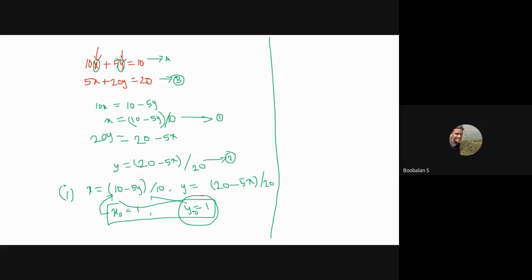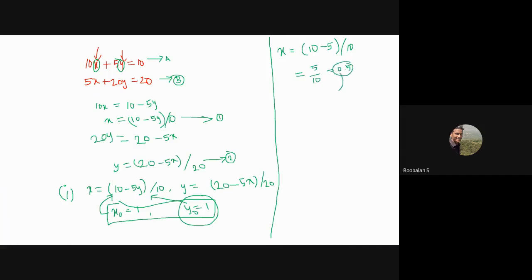Now I substitute the assumed value into my x equation. On the right side of x there is only y, so I substitute only y. So x equals (10 minus 5 into y) whole divided by 10. The y value, already assumed, is 1 in the first case. So 10 minus 5 into 1, that is 5, divided by 10. What is the value for x now? 5 by 10, that is 1 by 2, that is 0.5. Now the x value is 0.5.